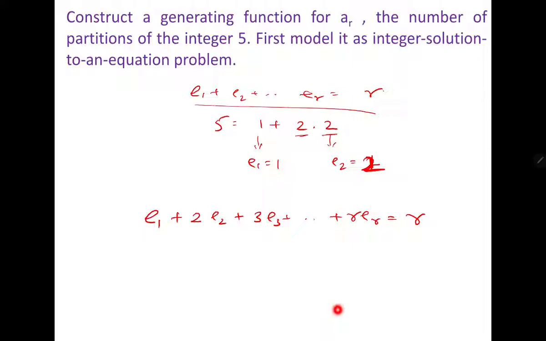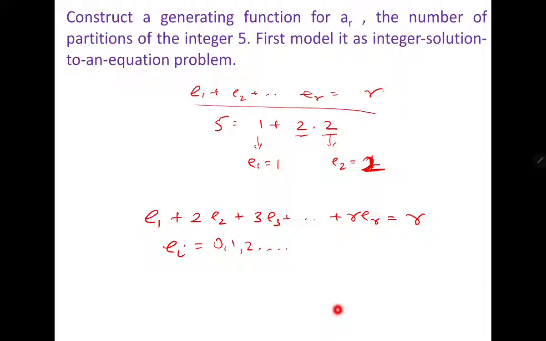Yes, so if I say e4, it means I am picking a bundle. If e4 is 1, I am picking only one bundle, but in the bundle there are 4 items, so its contribution is 4 multiplied by 1. If I am picking 2 bundles, its contribution is 4 multiplied by 2. So this is how it looks, where each ei, as we used to write, is 0, 1, 2 and so on.